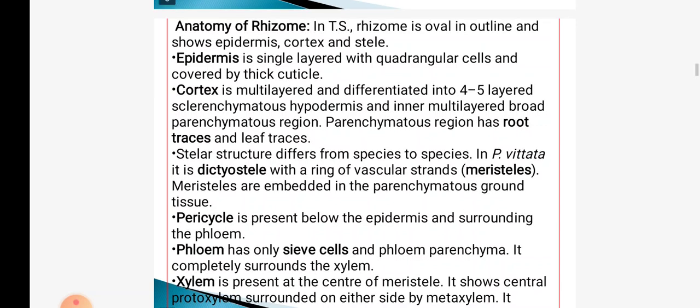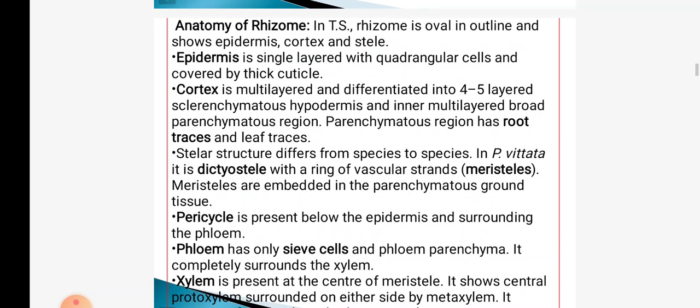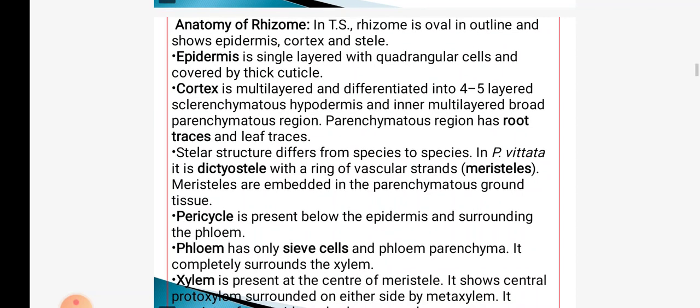We will learn about the anatomy of the rhizome. Anatomy means study of the internal tissue structures. In TS of rhizome, the shape is oval in outline and it shows epidermis, cortex and stele. Epidermis is single layered with quadrangular cells and covered by thick cuticle. Cortex is multi-layered, with a 4 to 5 layered sclerenchymatous hypodermis and an inner multi-layered broad parenchymatous region.